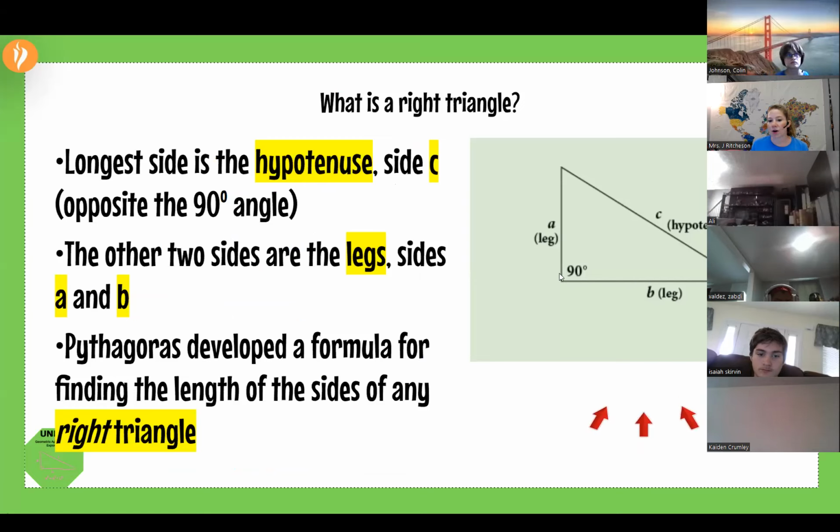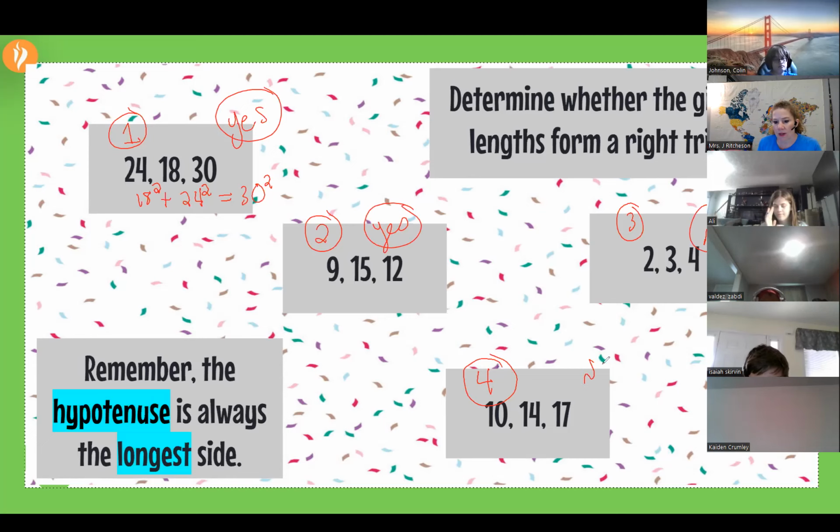All right, so our answers are yes, yes, no, no. I don't know what 18 squared is, and I don't know what 24 squared is, but I know that 30 squared is 900, and when you square these two numbers and add them together, they do equal 900. That's why the answer is yes.